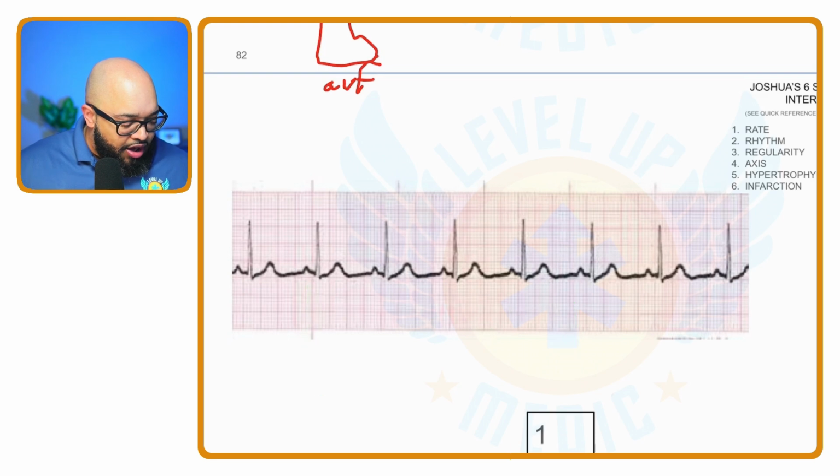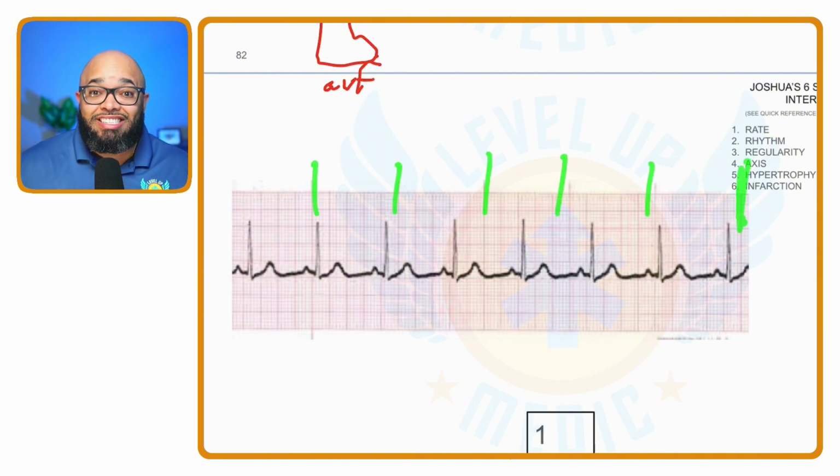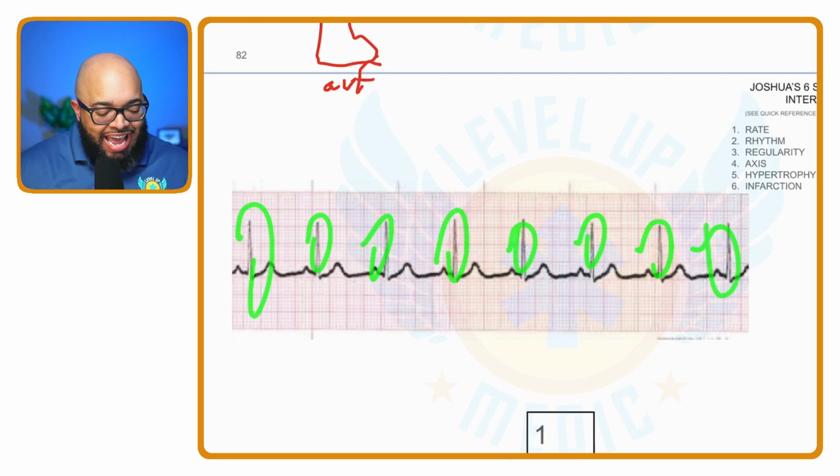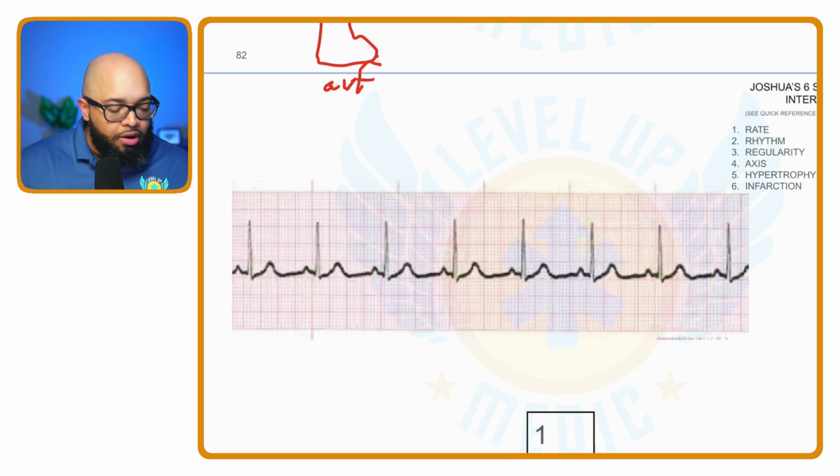So if I count these little things here at the top, those are 1 second intervals. We have 1, 2, 3, 4, 5, 6. So this is, of course, a 6 second strip. To figure out the rate, we can count the number of complexes in 6 seconds and multiply that by 10. So we have 1, 2, 3, 4, 5, 6, 7, 8. So 8 times 10, the rate is going to be approximately 80 beats per minute.